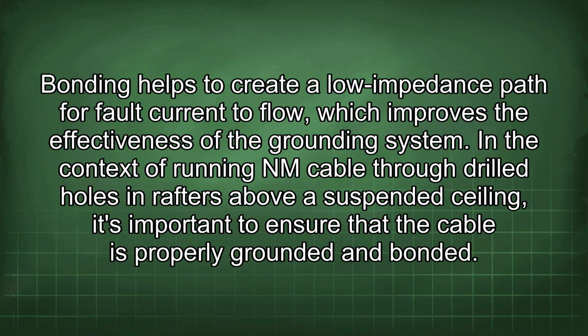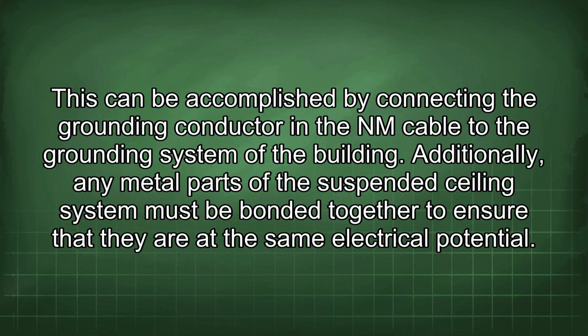Bonding helps to create a low impedance path for fault current to flow, which improves the effectiveness of the grounding system. In the context of running an NM cable through drilled holes in rafters above a suspended ceiling, it's important to ensure that the cable is properly grounded and bonded. This can be accomplished by connecting the grounding conductor in the NM cable to the grounding system of the building.